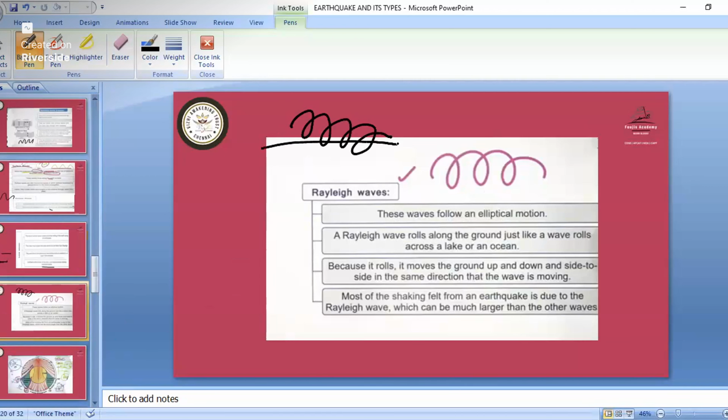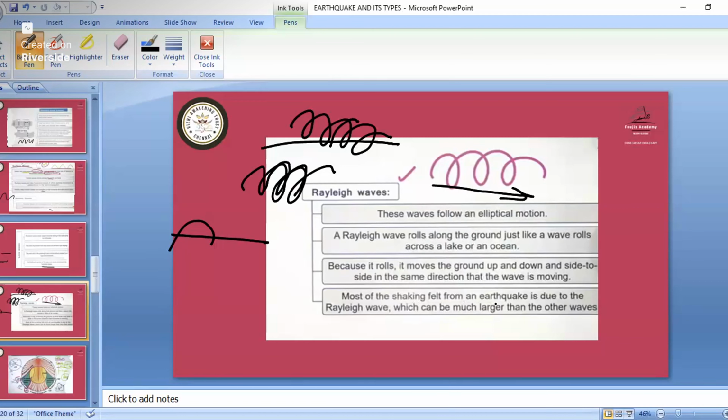So a Rayleigh wave rolls along the ground just like a wave rolls across a lake or an ocean. So mostly these Rayleigh waves we have in the water bodies. Because it rolls, it moves the ground up and down and side to side in the same direction that the wave is moving. So it is moving forward, side to side, and also up and down. Up and down and side to side, we have that movement in the Rayleigh waves.